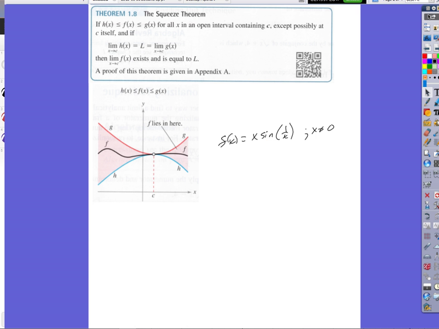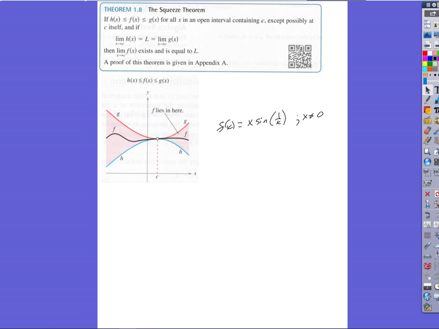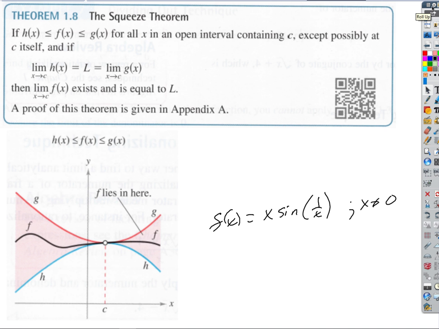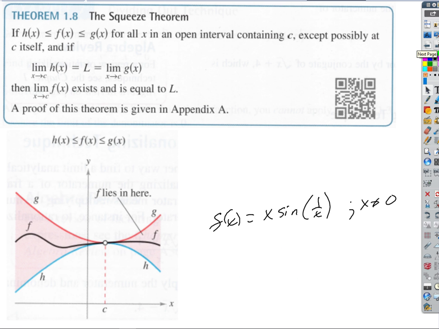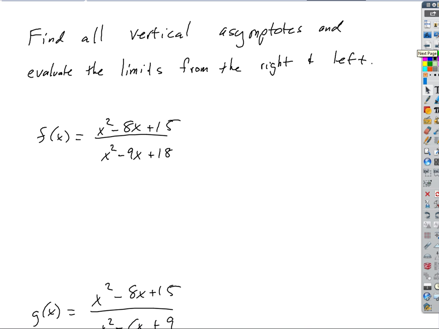All right, so next issue. Any questions on that? Right? So by the squeeze theorem, we know that has to be a removable discontinuity at the point 0, 0. Okay, what about this? Find all vertical asymptotes and evaluate the limits from the right and the left. There are some questions that ask you to do stuff like that. Good questions, that's important stuff to do.